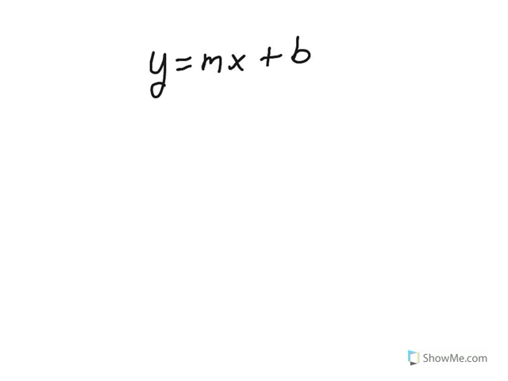Another way to find slope is to look at a line that is already written in slope y-intercept form. The constant in this position is the slope. For example, in the equation y equals 7x plus 2, the 7 is the slope. Please pause the video and copy this into your notes.